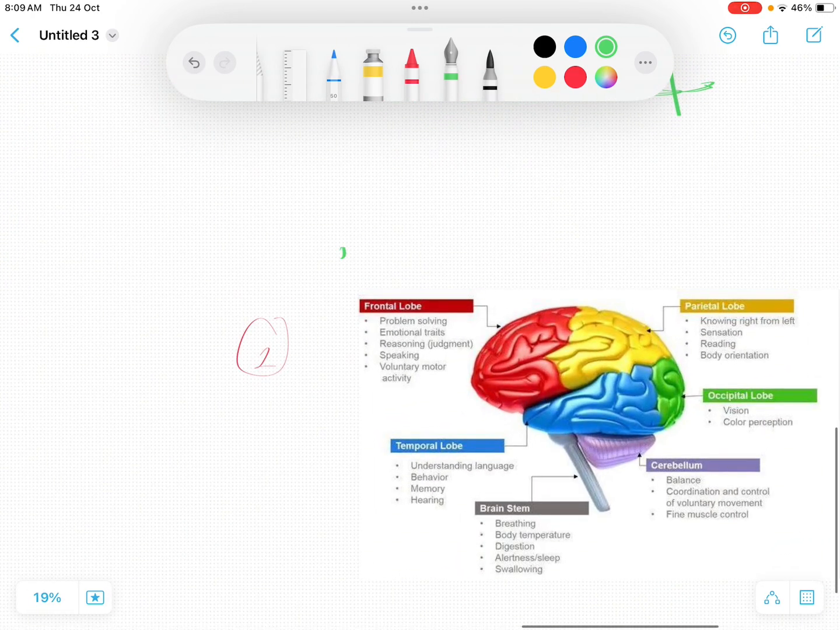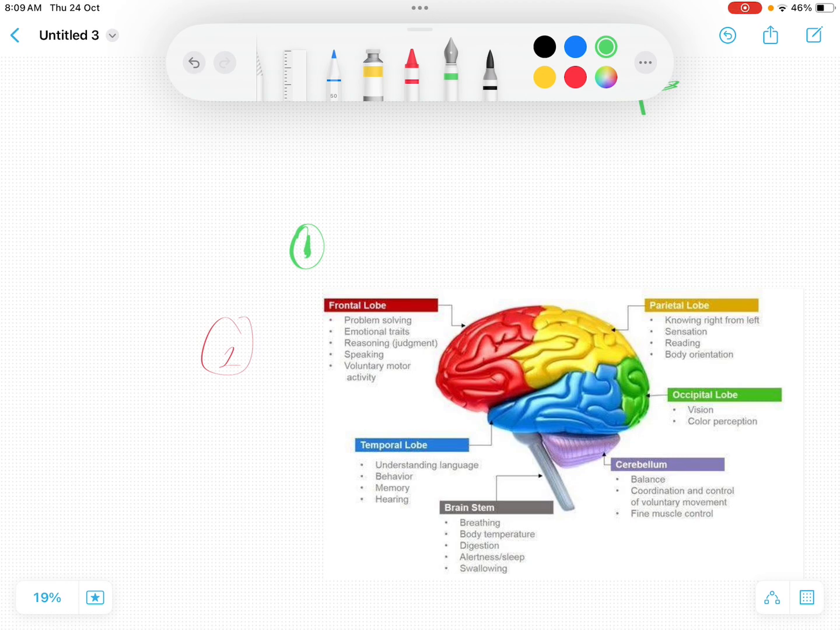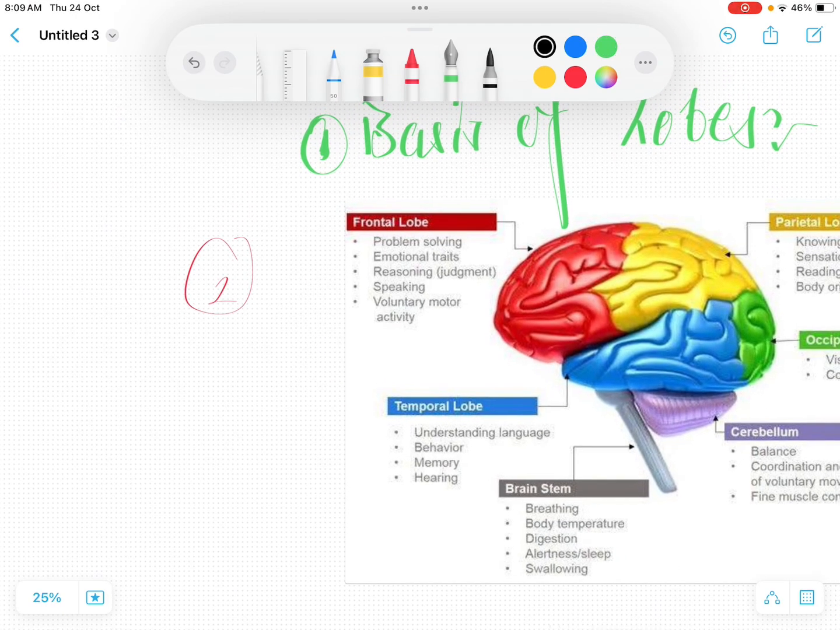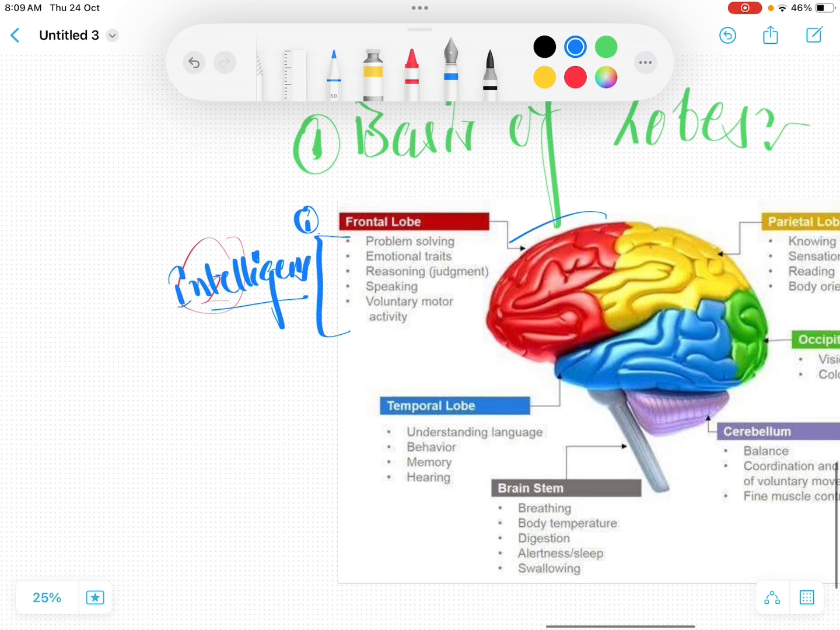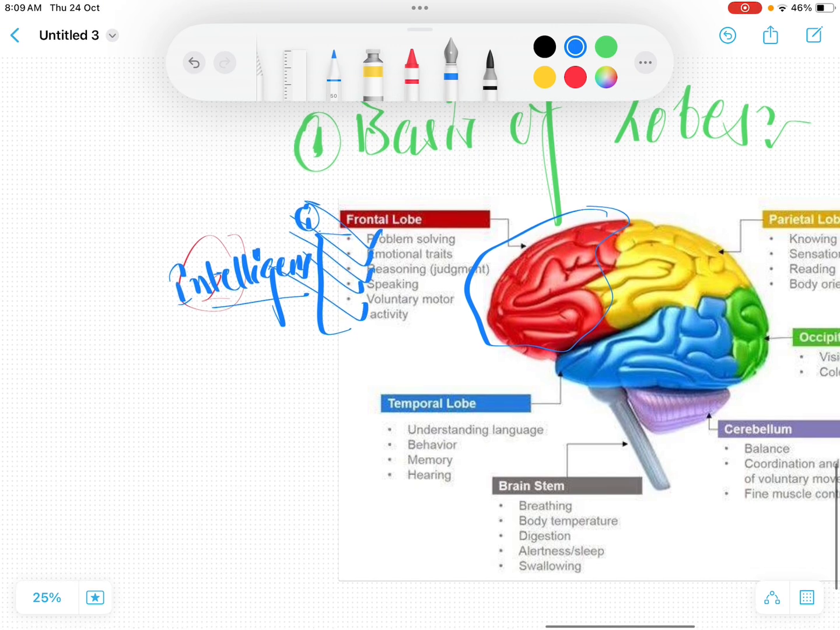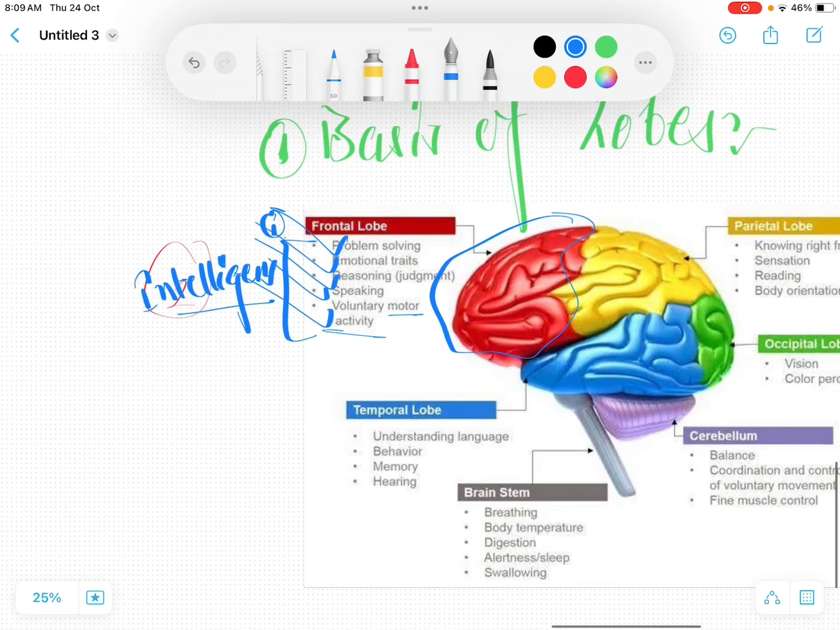On the basis of lobes, we have classified the brain into different categories as well. The first one is the frontal lobe. This is the most important lobe, because it is what we call intelligence. All the intelligence and consciousness comes from this frontal lobe, and it is denoted by the red part in the diagram, okay? For example, problem solving, emotional stress, reasoning, speaking, and voluntary motor activities. These all come from the frontal lobes.